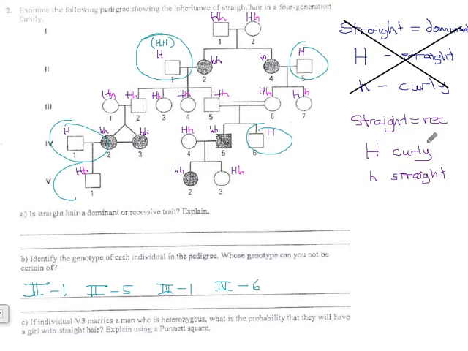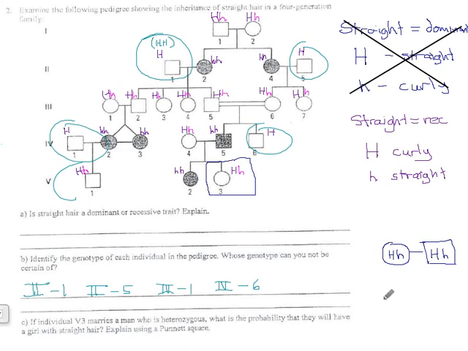Okay, and the last thing they bring up, if individual 5, 3, which is this young lady who's heterozygous we found. I'm just going to put her over here so we can talk about her. Big H, little h. Marries a man who is heterozygous, so just like her. Putting her on the left implies that she's older, which doesn't matter 99% of the time. What is the probability they will have a girl with straight hair?